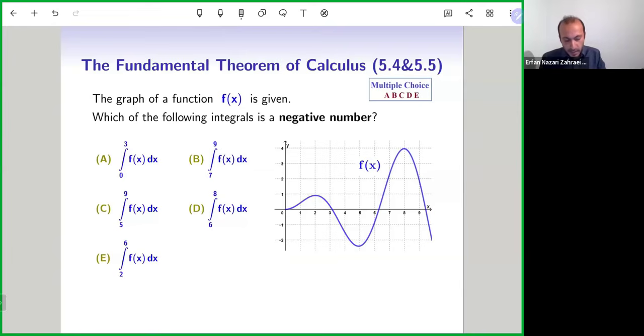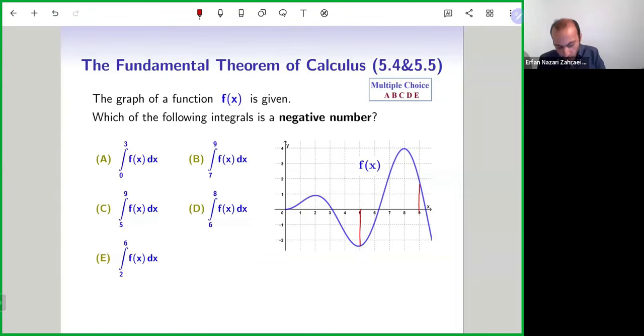7 to 9, the next part, part B. 7 to 9, we are talking about this area. And this is above the x-axis, so it is a positive number. It is not negative. This 5 to 9.